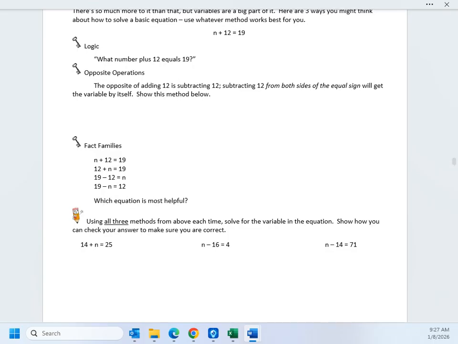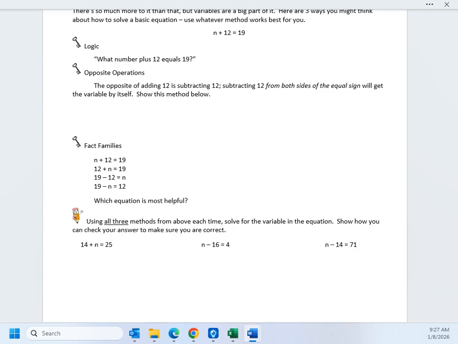Well, we have the logic way to solve this, where we can say, well, what number plus 12 equals 19? 7. Right? Some of this, when we use the logic, it's because it's easy numbers that we can do mental math with. So you're going to use the logic method when you can do mental math, right?